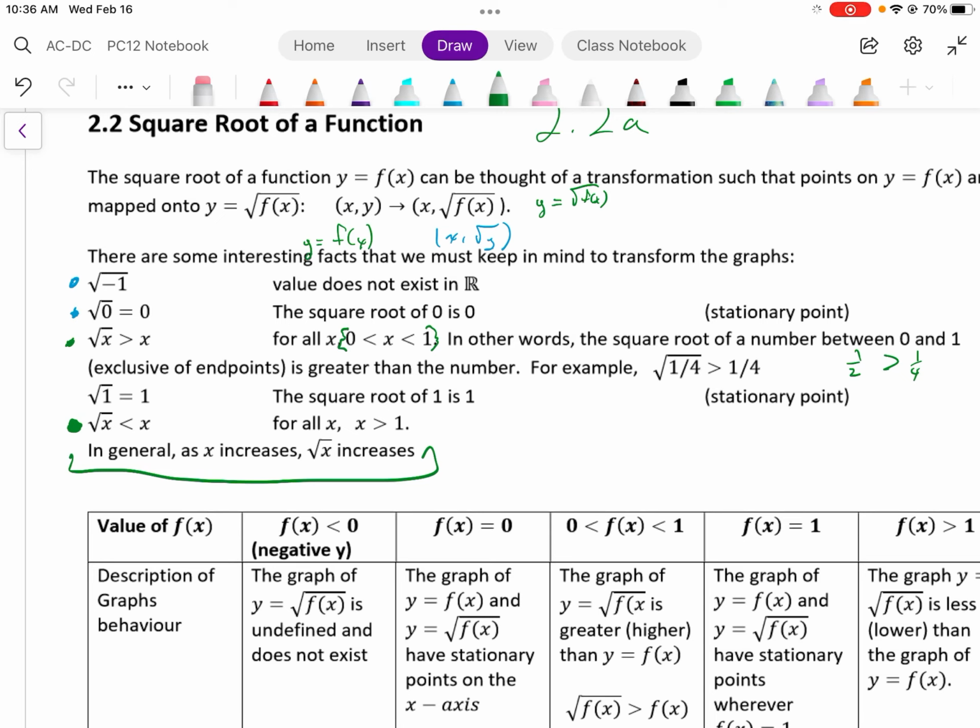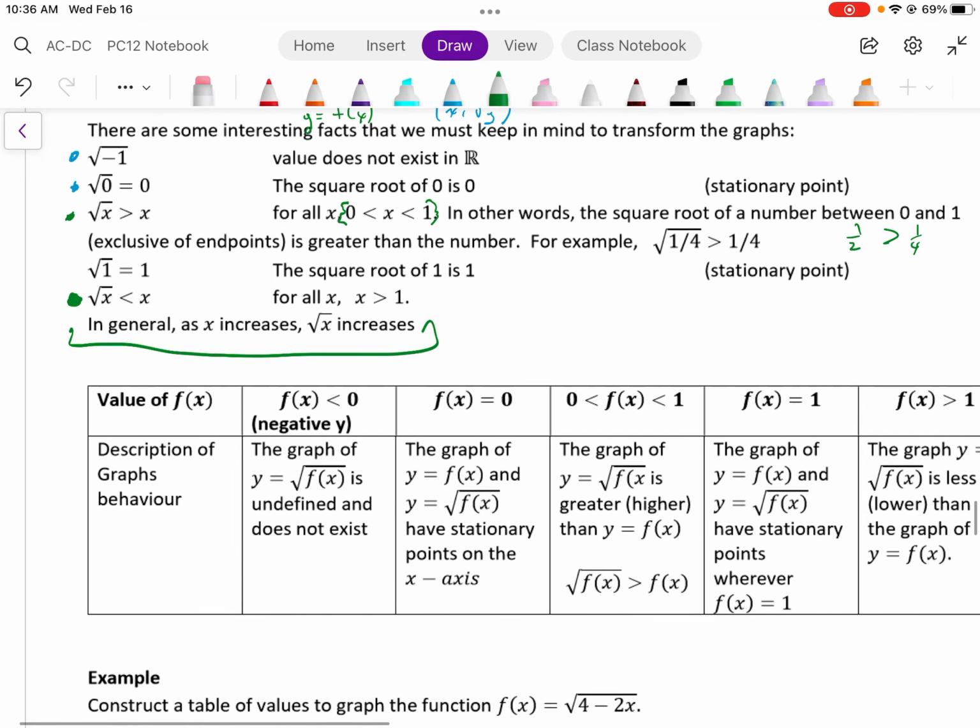All right, this is not really anything new, but it's number sense that we may have forgotten about. So I'm just going to describe the value of f of x, or the y value, and the behaviors of the graph. So when the y values are negative, the graph of y is equal to the square root of f of x is undefined and does not exist.